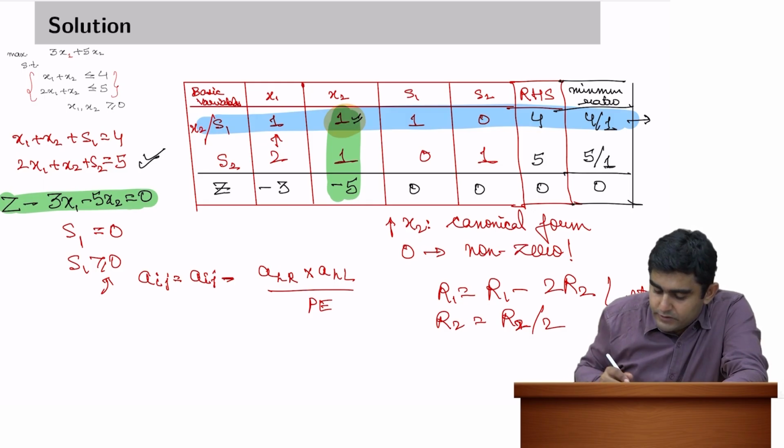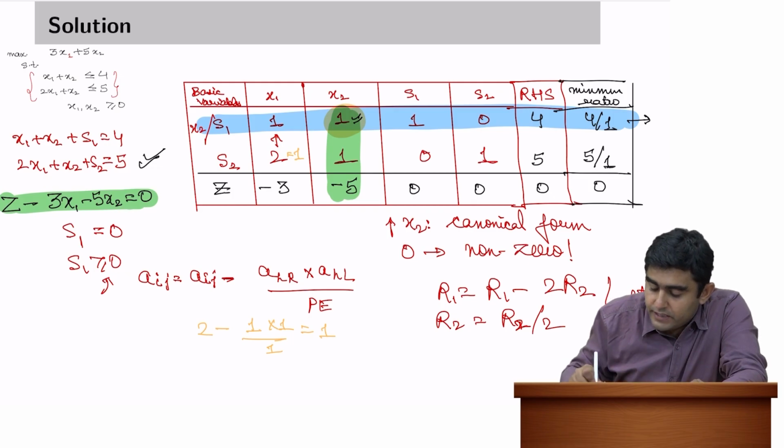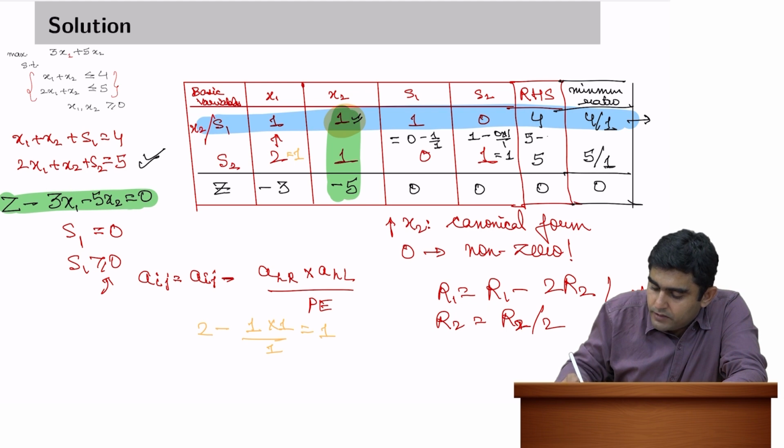So in our case, this 2 would be updated to the value of 2 minus 1 into 1 divided by 1, or it simply becomes 1. Mind it, this operation is only applicable to the points that are outside these highlighted rows and column. So 0 would be updated to 0 minus 1 divided by 1. This one would be updated to 1 minus 0 into 1 by 1, so this entire term would still remain 1. This 5 becomes 5 minus 4 divided by 1 equal to 1. And this minimum ratio we would not worry about.